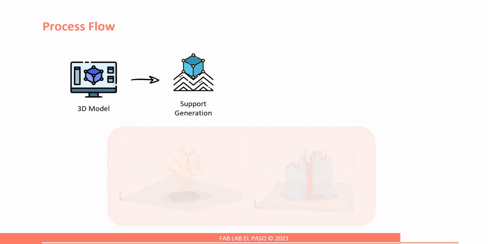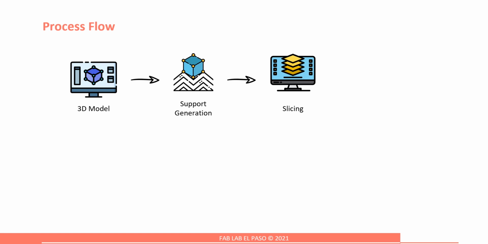Next, the slicing software will slice the model into a stack of flat layers, essentially creating a path along the X, Y, and Z axes that the printer will follow. Now that the machine knows exactly how it will print the model, we need to ensure that the machine is set up to meet our needs.